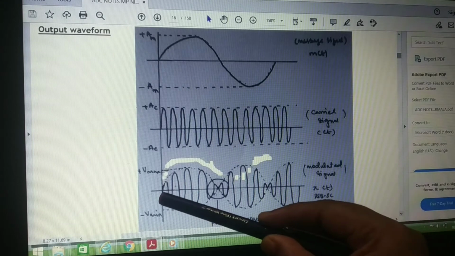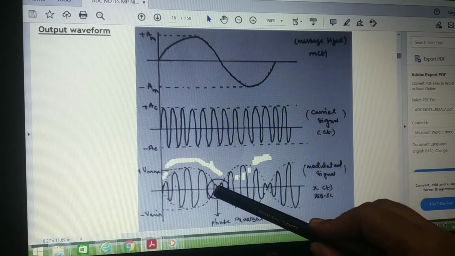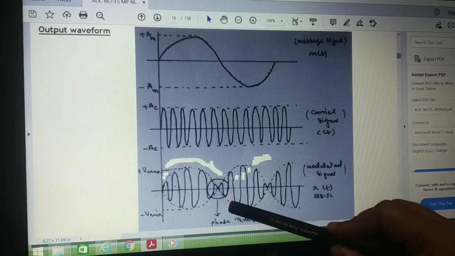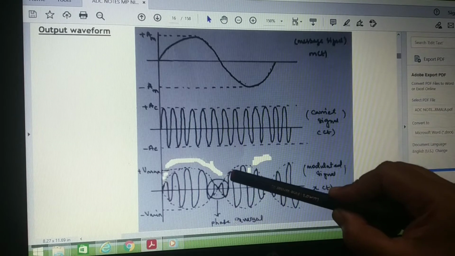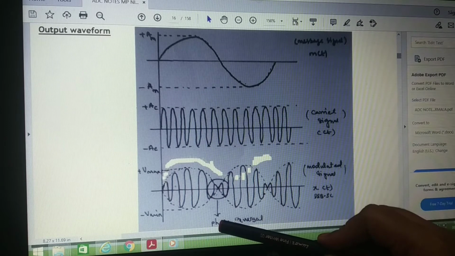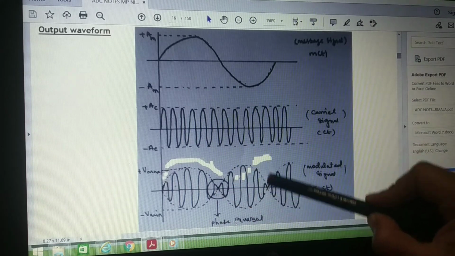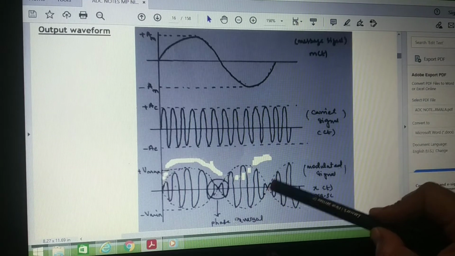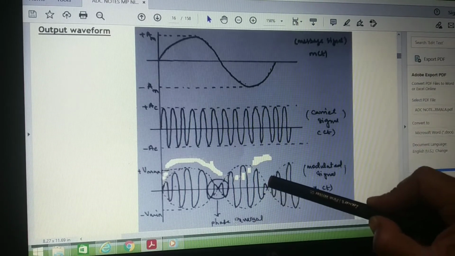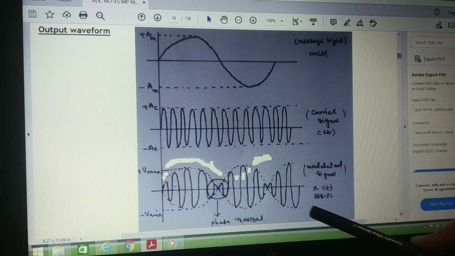The waveform, this is the double sideband suppressed carrier signal at the zero crossing level. Instead of going down, the waveform moves like this. So here phase reversal takes place. Again the waveform at the zero crossing point, instead of going down, goes like this. Phase reversal takes place. So this is the double sideband suppressed carrier modulated signal.